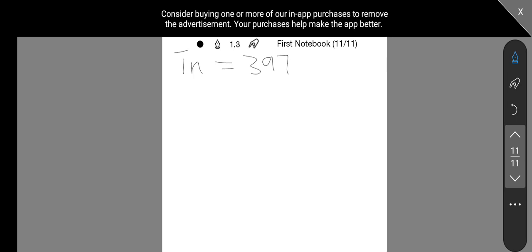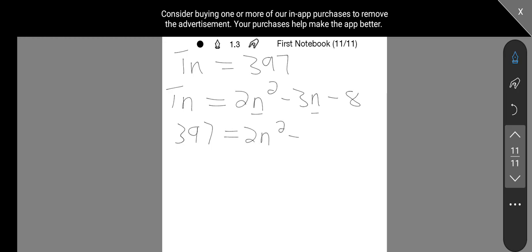So what was our sequence? Our formula was that Tn is equal to 2n squared minus 3n minus 8. So where we see Tn, we're going to plug in 397. As long as you are given that value and you are looking for the term number or the position, know that you'll be solving for n. And here we're going to plug in: 397 is equal to 2n squared minus 3n minus 8.